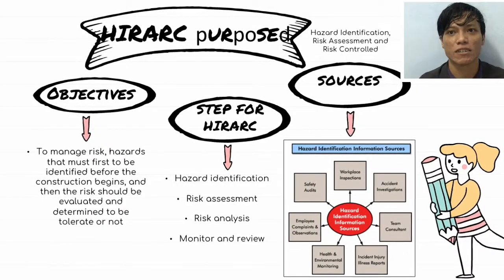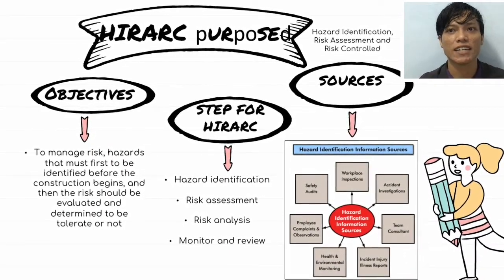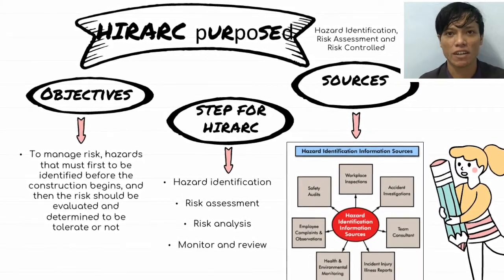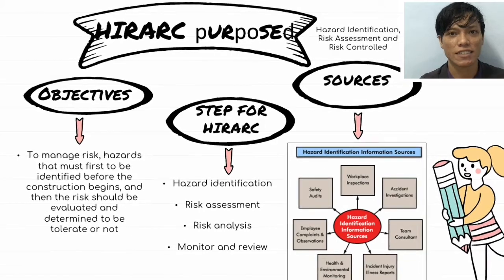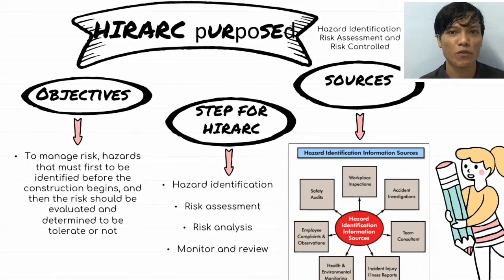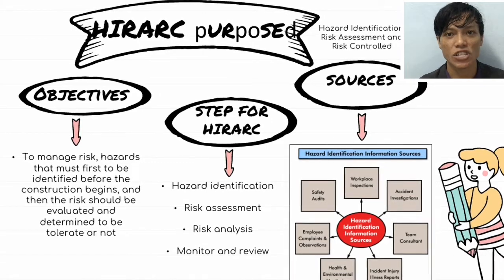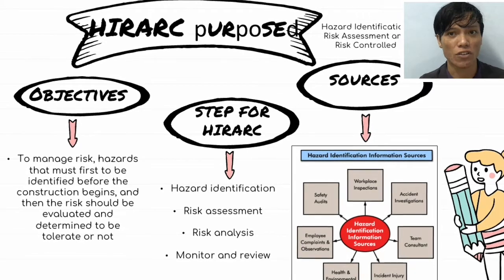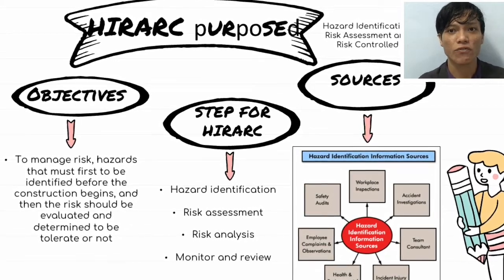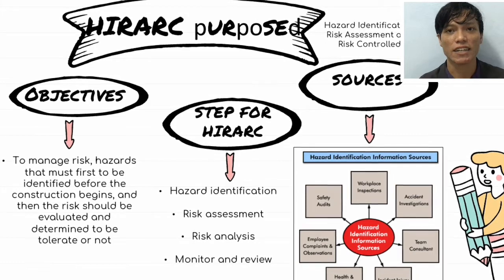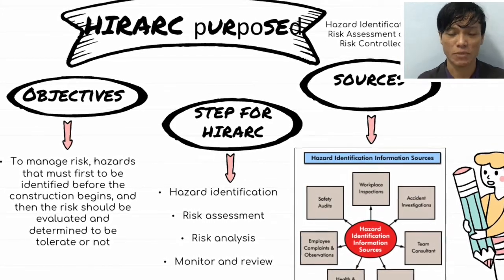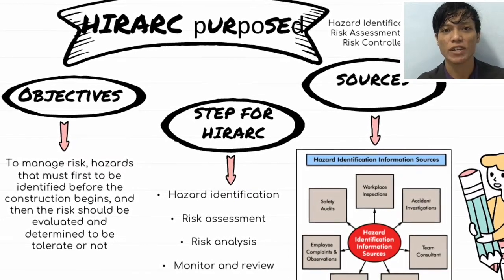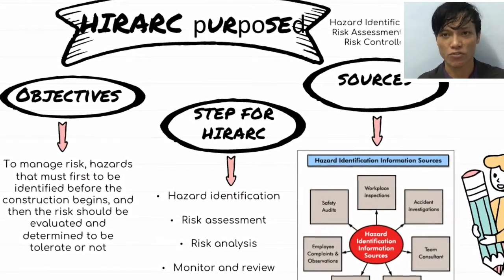What is the hierarchy's purpose? Here are hazard identification, risk assessment and risk control. The objective of hierarchy is to manage risk: a hazard must first be identified before the construction begins, and then the risk should be evaluated and determined to be safe or not. Steps for hierarchy: first we need to identify the hazard, second we need to have a risk assessment, third we have to analyze the risk, and lastly we need to monitor and review the type of risk.